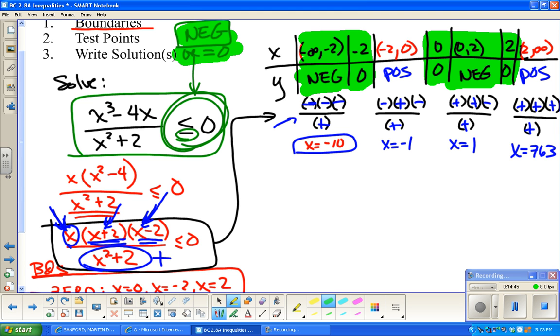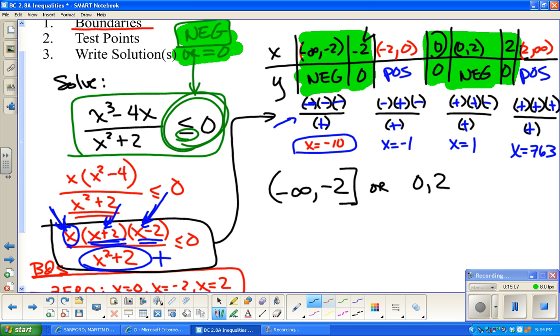Okay, so now, based on that, I need to write down what those values were. So that was from -infinity to -2. Did not include the negative infinity, but it did include the -2. So use a bracket to show the or equal to. Or, well, I'm going from 0 to 2. It does include the 0. It does include the 2, so I include that.